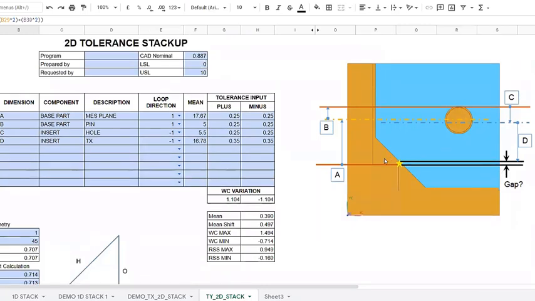This is how we can resolve the objectives, and we can find the variations for these kinds of applications.